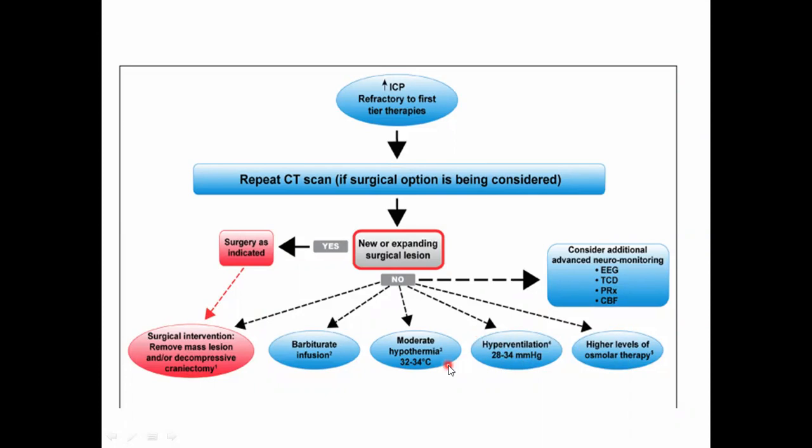Barbiturate is thiopental infusion. You can start thiopental infusion by giving a bolus of 3 to 5 mg per kg, and you continue the infusion at 2 to 8 mg per kg per hour. So these are the measures you need to do when your ICP is resistant to first tier therapy. And if your ICP is resistant to second tier therapy and your cerebral perfusion is worsening, then you can go for decompressive craniectomy. That's the last resort you have if your medical management fails.